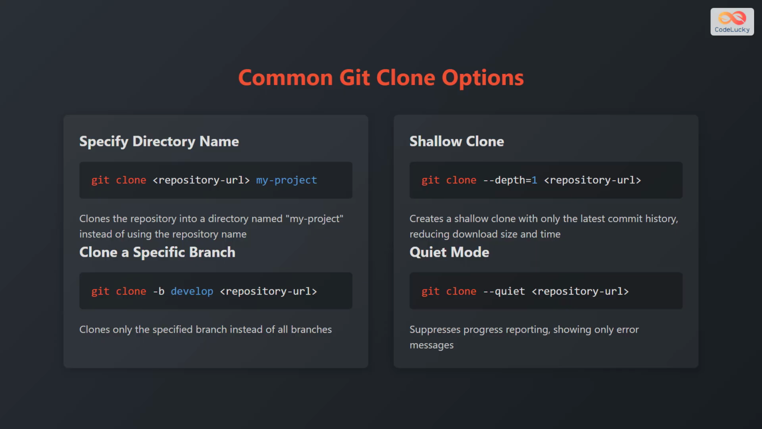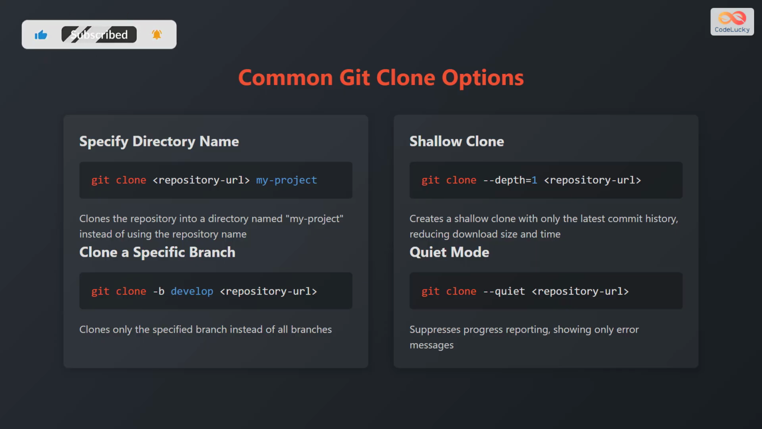Second, to clone a specific branch, use Git Clone with the -b option followed by the branch name and the repository URL. For example, git clone -b develop, then the repository URL. This clones only the specified branch instead of all branches.